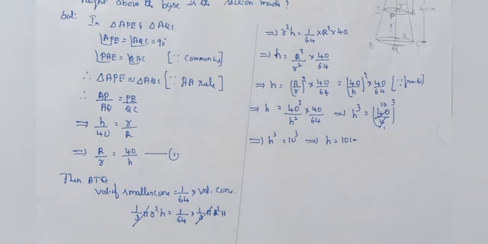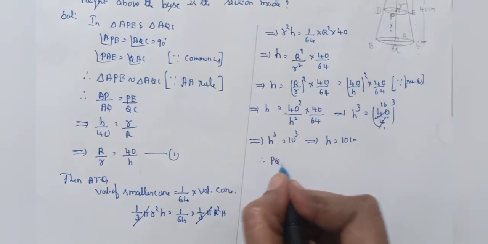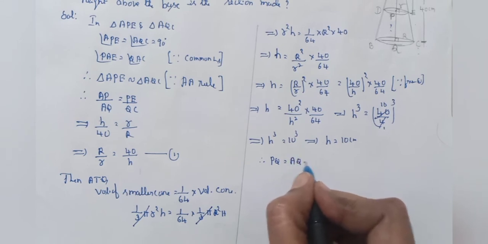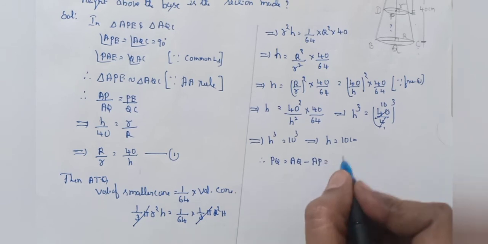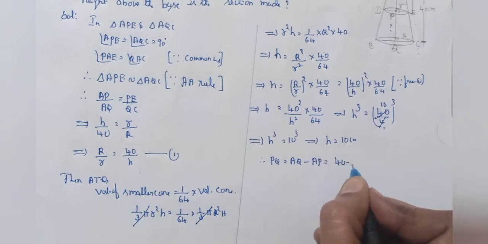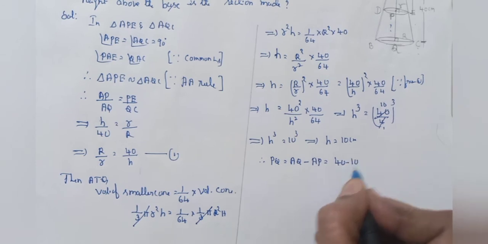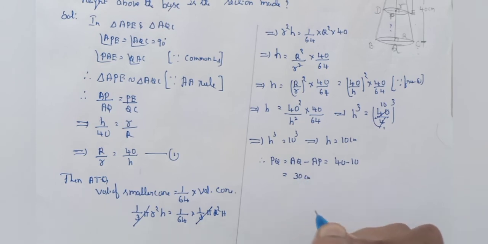Now we have to find out the length of PQ. Therefore PQ is equal to AQ minus AP. AQ is 40 centimeter and AP is nothing but the height of the smaller cone, that is 10 centimeter. So 40 minus 10 is 30 centimeter. So the section is made at the height of 30 centimeter above the base.